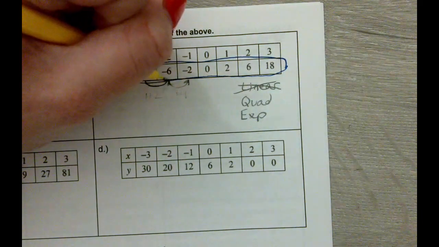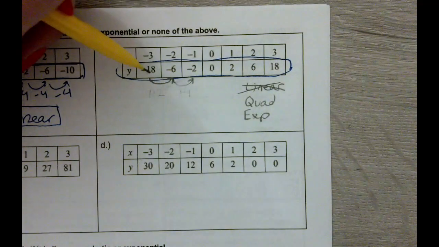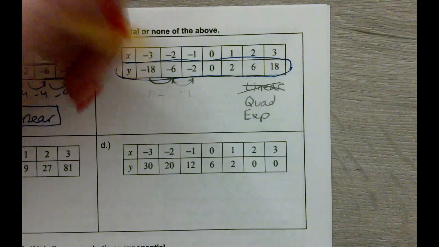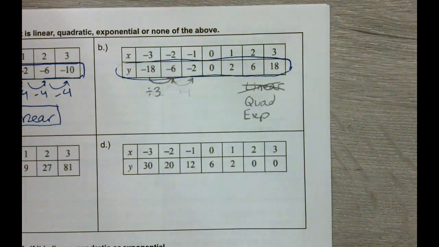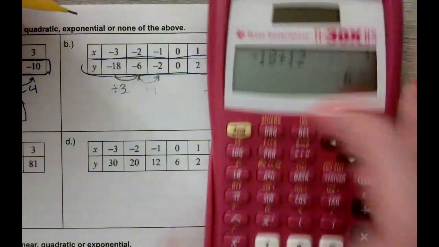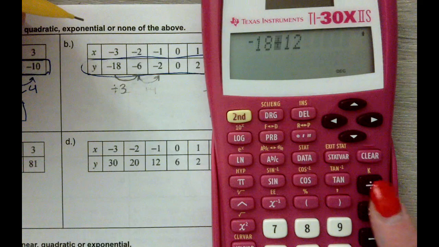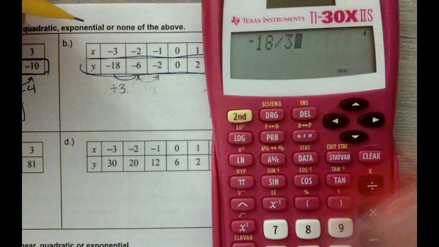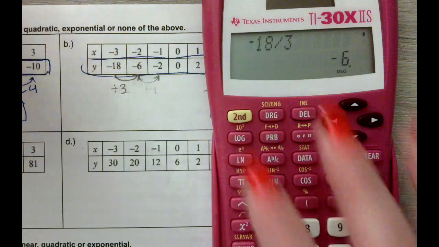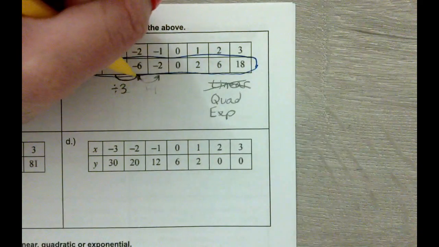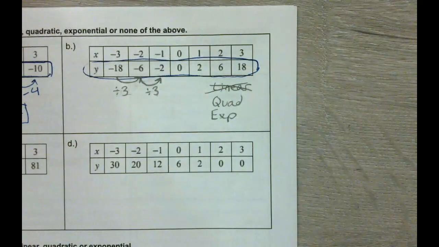Now, this one's tricky, so be very careful. Negative 18 to negative 6. Well, we can divide by 3 to get there. Again, you don't believe me? Just type it in a calculator. Negative 18 divided by 3. And then I can divide negative 6 by 3, and I get negative 2.